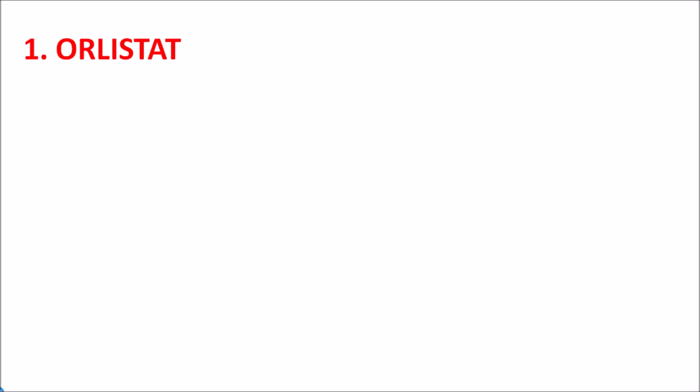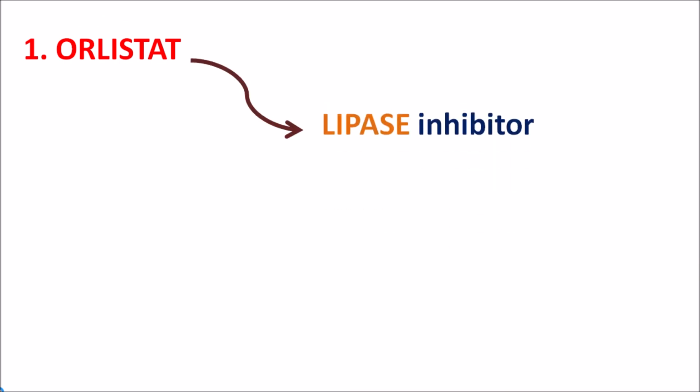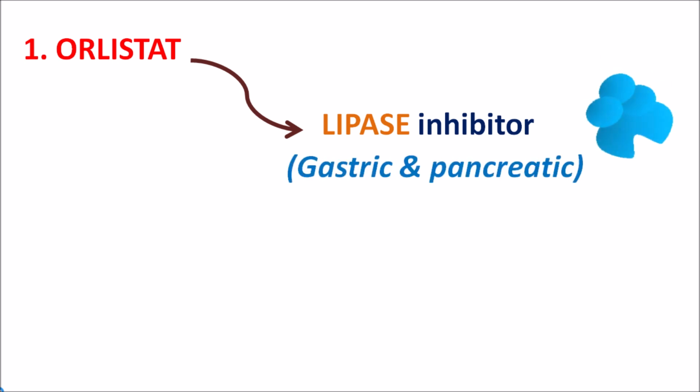Let us start with the first one, Orlistat. Orlistat is a lipase inhibitor. Within the name of this drug, we can observe the suffix stat. The stat indicates it inhibits enzymatic activity. So Orlistat inhibits gastric as well as pancreatic lipase activity. And this drug acts as a reversible lipase inhibitor, so that whenever this drug is stopped, the lipase activity can be restored, which is required after stopping the therapy.